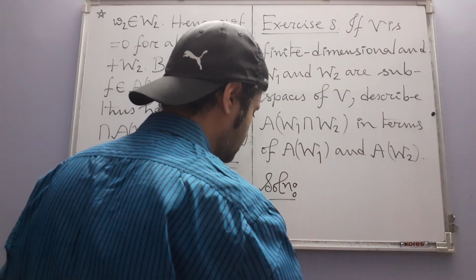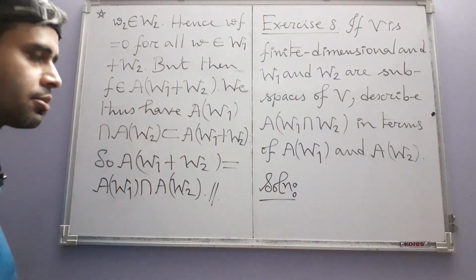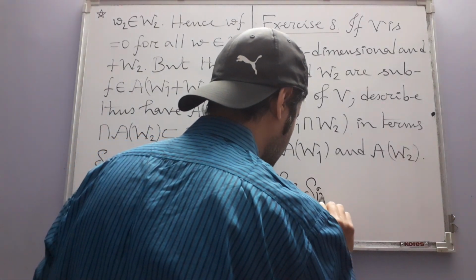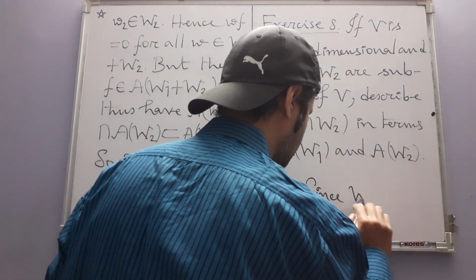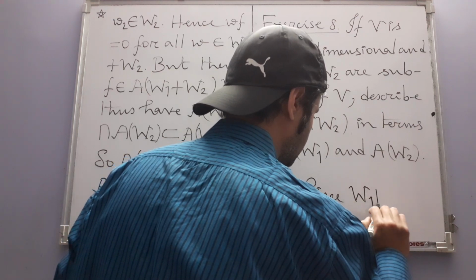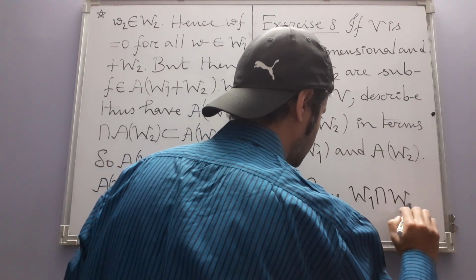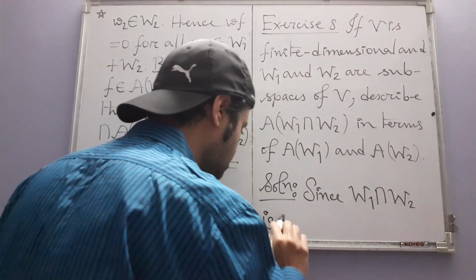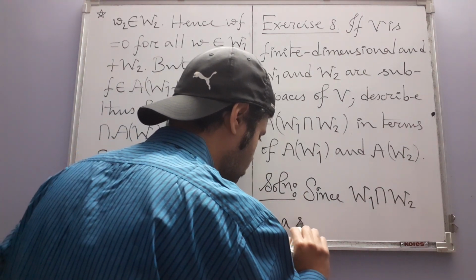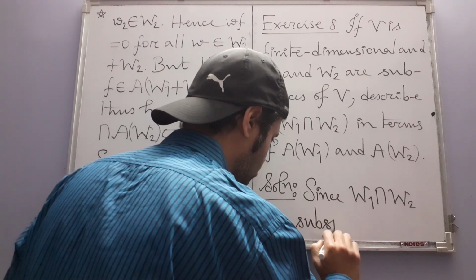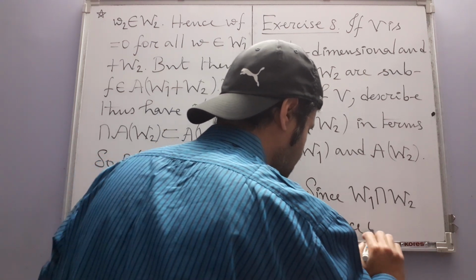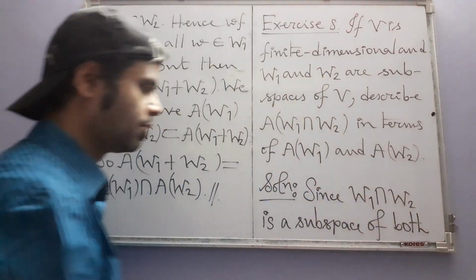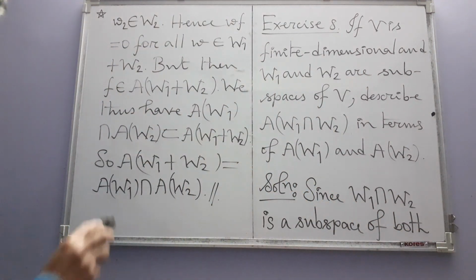So the beginning is somewhat like the previous solution itself, since this intersection is, let's write in words, a subspace of both W1 and W2.